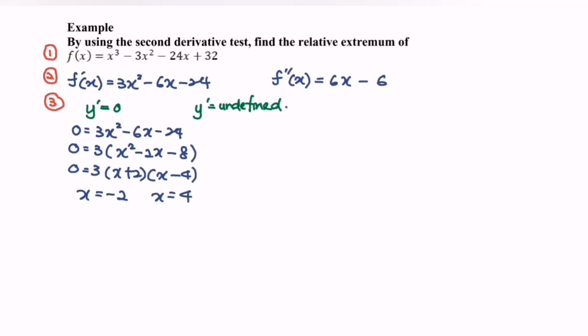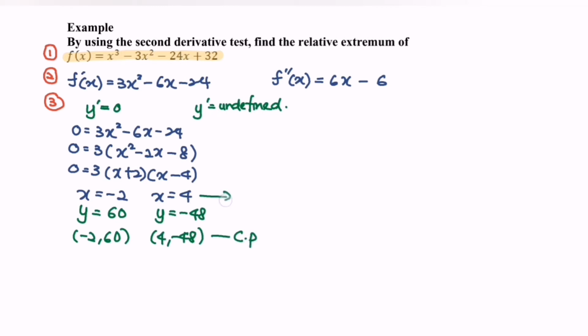So from here, kindly determine the value of y when x is equal to negative 2 and x is equal to 4. Kindly substitute the values into this part. With the help of the calculator, when x equals negative 2, y will be equal to 60. If x is equal to 4, y will be equal to negative 48. So here we have negative 2, 60 and 4, negative 48, which are the critical points. And here we have the critical numbers or values.